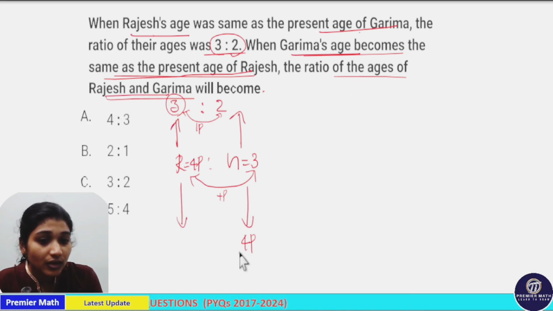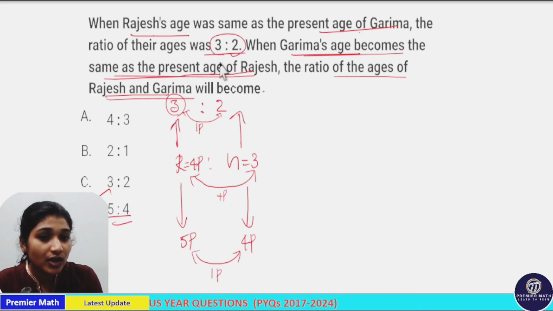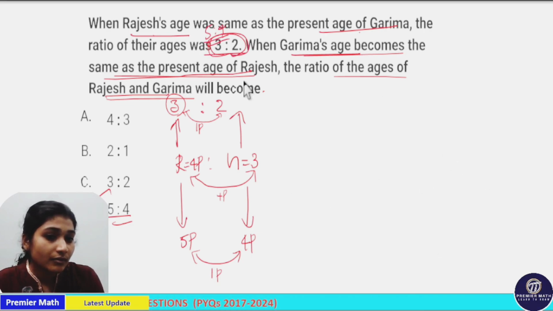Here also difference is always 1 part. It means 4 plus, here Rajesh is older, so 4 plus 1, 5 part is the age of Rajesh. So 5:4. Option D is your answer. 3 plus 2, 5. 2 plus 2, 4. So you can also find it this way. 5:4. Because difference is only 1 part.